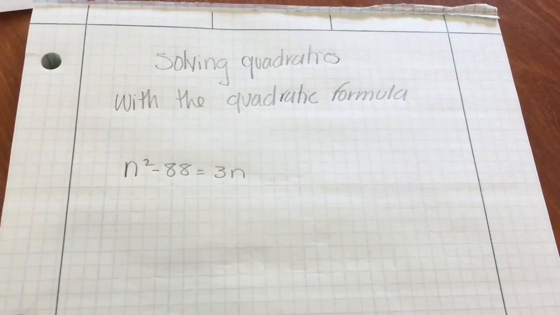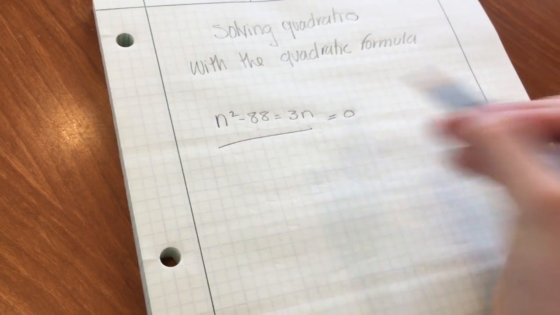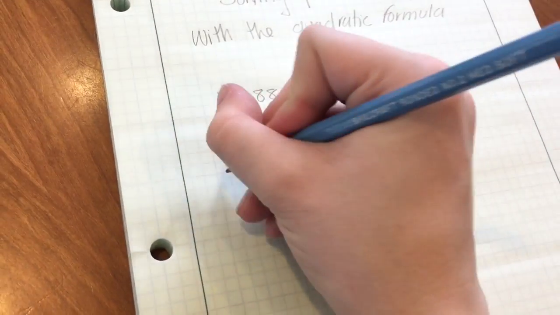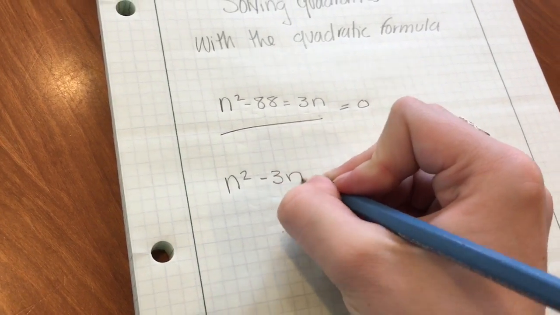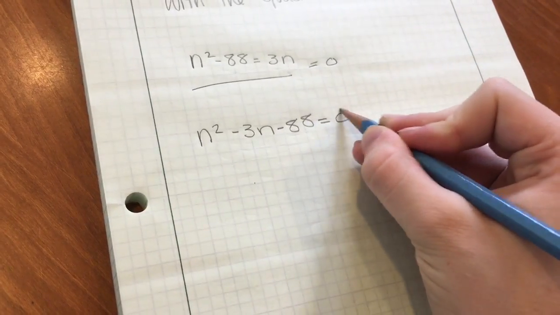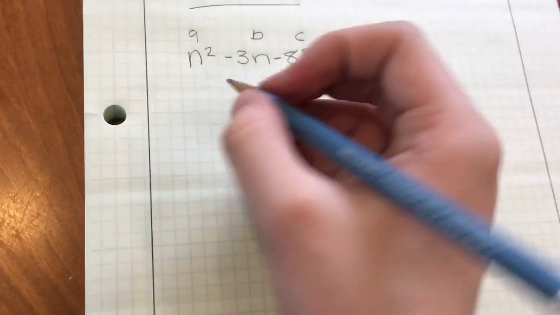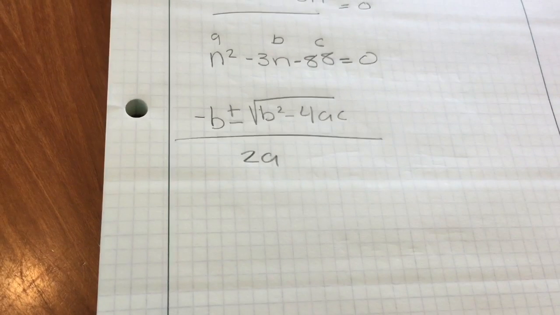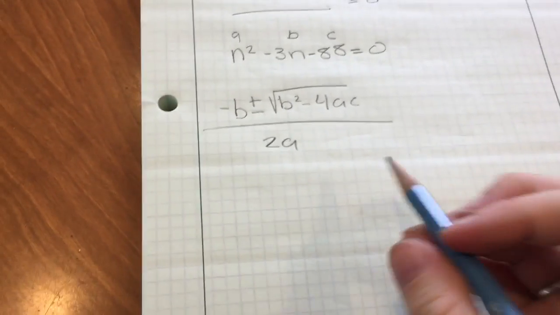Okay, so in this last problem we're going to solve with the quadratic formula. So we want that to equal 0, so we do n squared minus 3n minus 88 equals 0. Okay, so a is 1, b is negative 3, and c is negative 88. So we need to plug those three numbers into the quadratic formula, which is negative b plus or minus the square root of b squared minus 4ac over 2a.